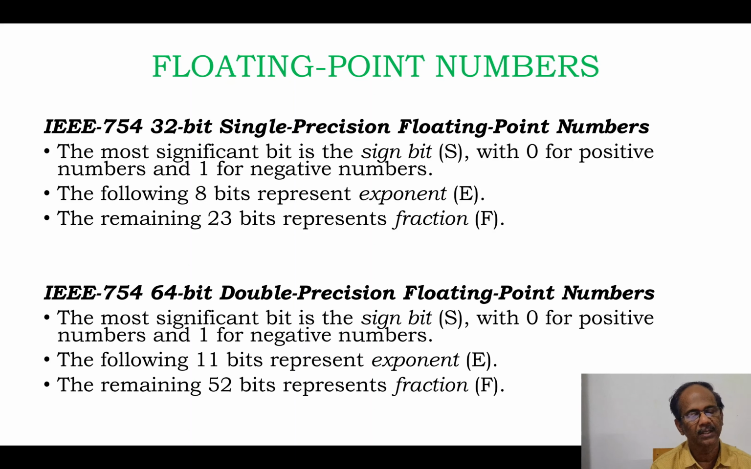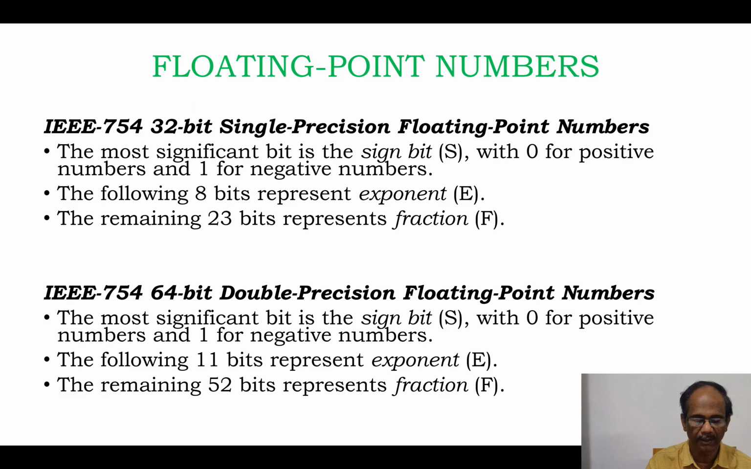And the last part, excluding the most significant bit, is 23 bits that represent the fractional part or the mantissa part, and the corresponding value in the 64-bit representation is 52 bits. So in total, in the first case we have 1 plus 8 plus 23, which is 32 bits, and in the second case we have 1 plus 11 plus 52, which is 64. This is how floating point numbers are represented in computers. And I'll give an example also.